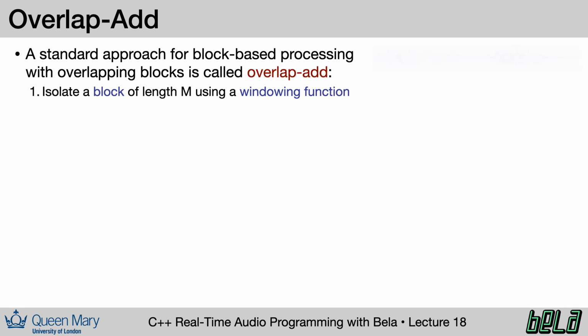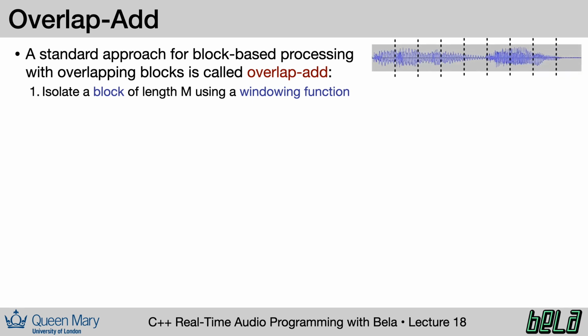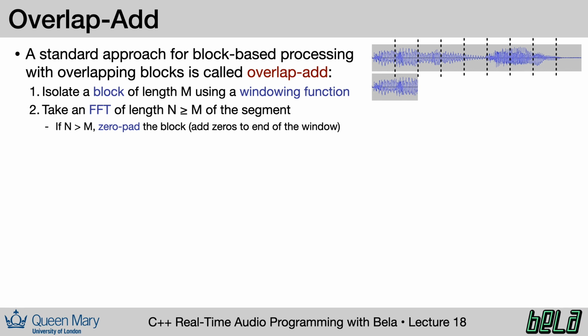Here's the way this works. Suppose we have an input signal. We're going to isolate from that signal a single block using a windowing function. Here, the black dashed lines indicate the hops, and the window size is equal to twice the hop size. Once we have that block, we will take an FFT on it. The FFT needs to be at least as long as the number of time samples in the block.